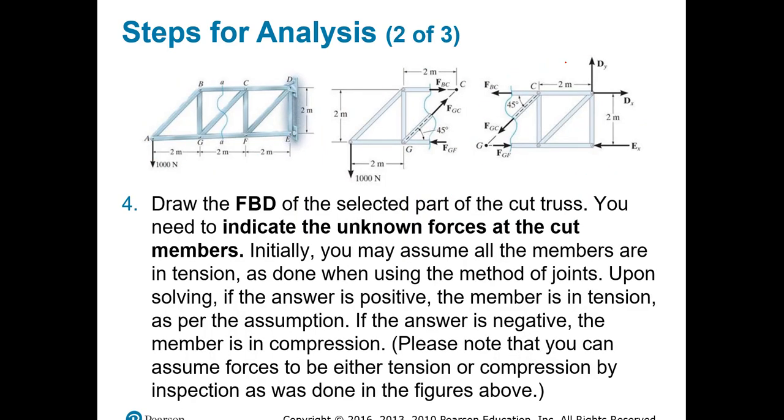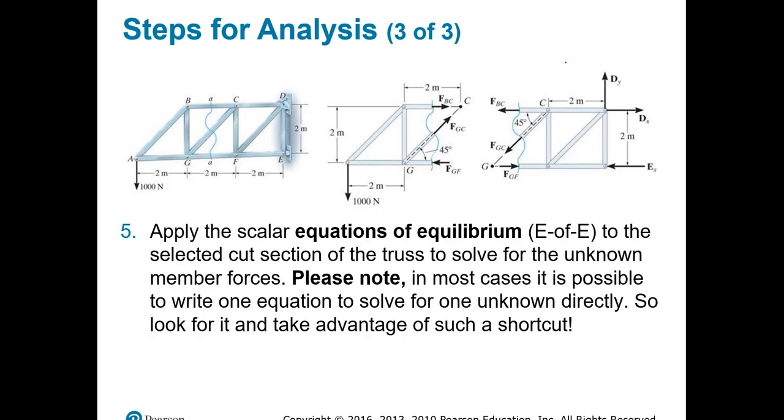Draw the free body diagram on the selected part of the truss, either left or right, and then indicate the unknown forces at the cut members. Initially you might assume that all members are in tension, using the same approach as in the method of joints, which we just described. Upon solving the equations, if your answer is positive, the member is in tension as you assumed at the beginning. If it's negative, then the member is in compression. It's just as simple as that. You don't have to complicate things.